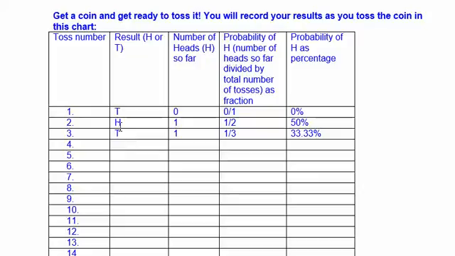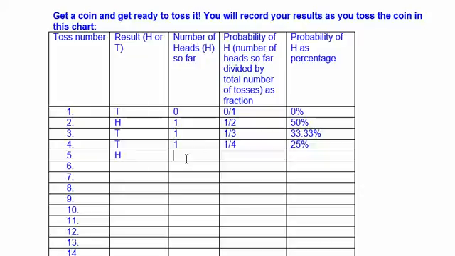Alright, I got another tail. So far, I still only have 1 head. I only got 1 head right here, so that's only 1 out of 4. That's 25%. So it's not exactly what I would expect to happen yet. I'll do one more. Oh, there's a head. Okay, so now I've got 1 more head.